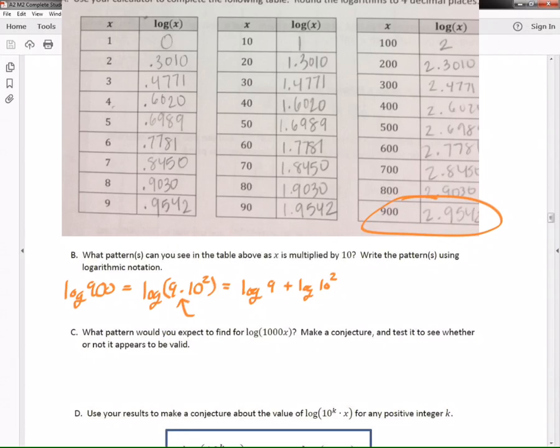Now, instead of writing log of 9, I can write what log of 9 equals right here. Well actually this is a rounded answer, 0.9542. And then, do you guys know what log of 10 to the 2nd power is? Come on, we just talked about it. What's log of 10 to the 2nd power?